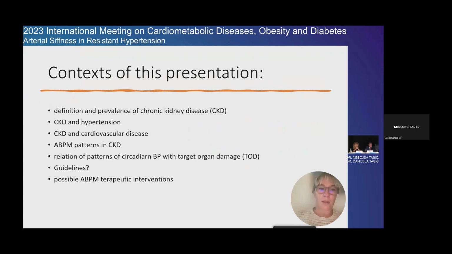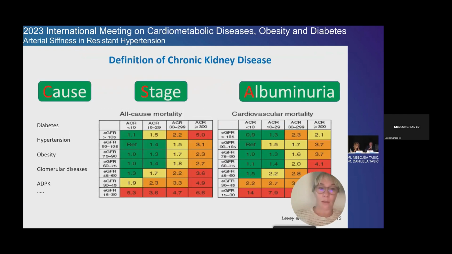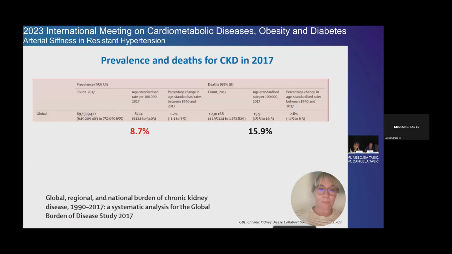The context of this presentation will be the definition and prevalence of CKD and hypertension, CKD and cardiovascular disease, ABPM patterns, the relationship of patterns of CKD and blood pressure with target organ damage, something to say about the current guidelines and possible ABPM therapeutic interventions. So the definitions of chronic kidney disease must be defined by the cause, like diabetes, hypertension, obesity, or glomerular disease. Stages of estimated glomerular filtration. So the prevalence.